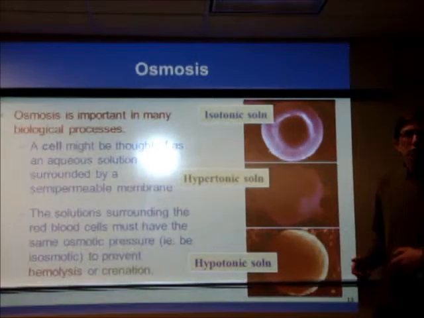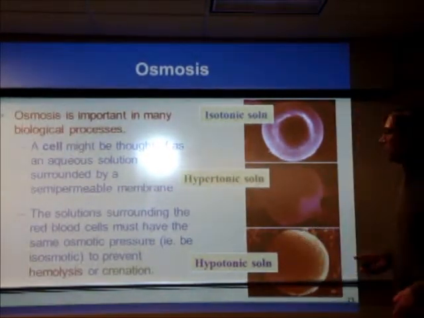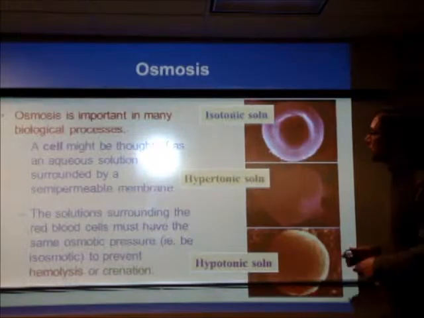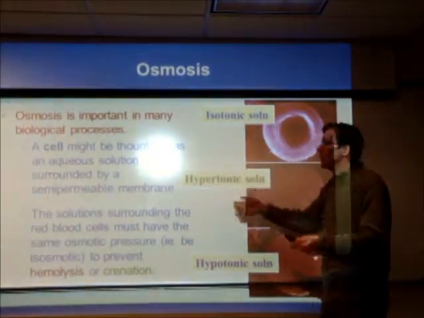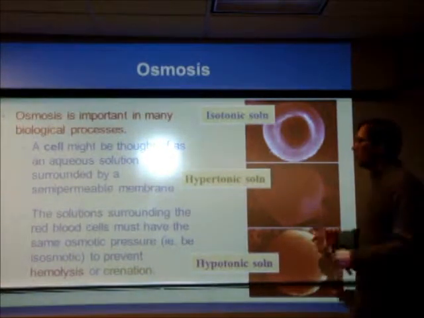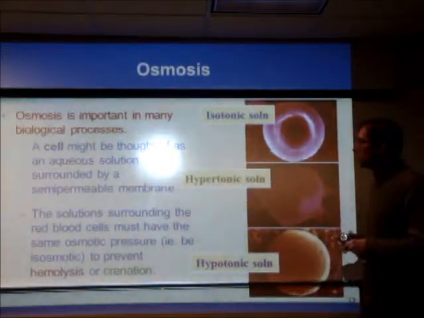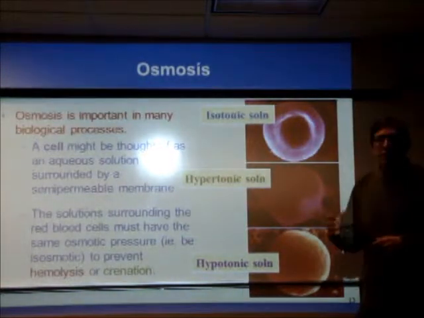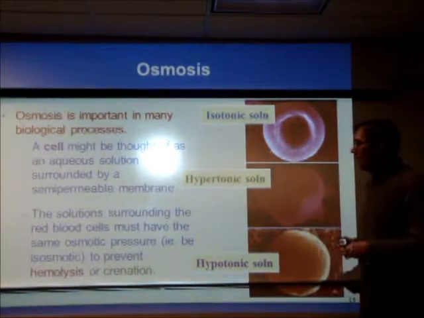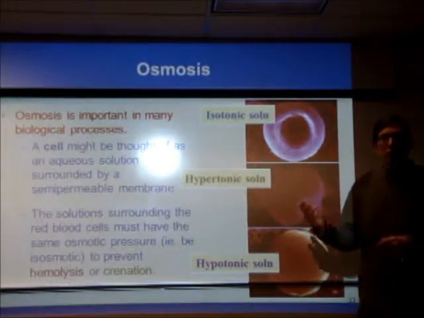So we saw how to do a problem with osmosis. This is the next slide. Osmosis is important in many biological processes. You already know this. You've already taken anatomy and physiology. You know that solutions are moving across semi-permeable membranes. And so if you put a cell into an aqueous environment, water is going to move back and forth.